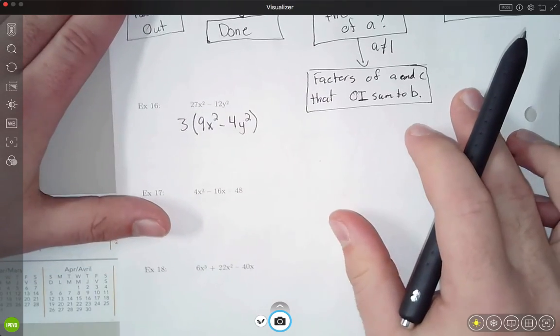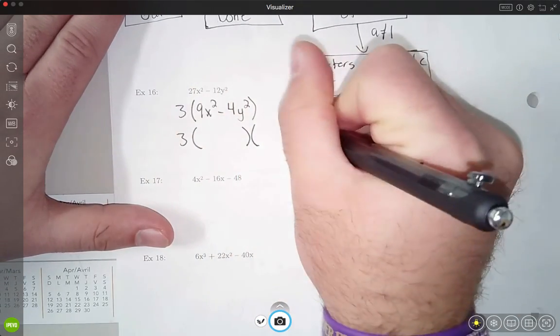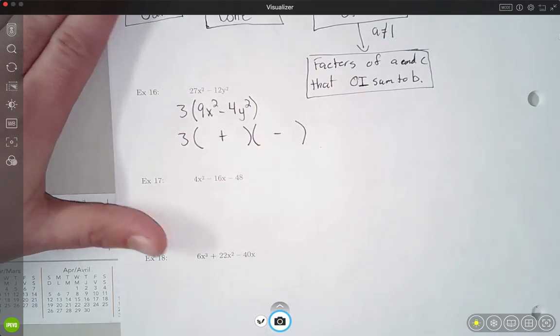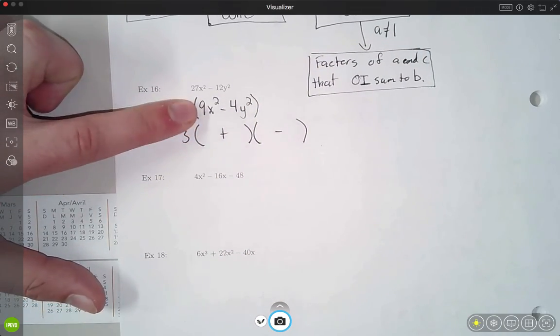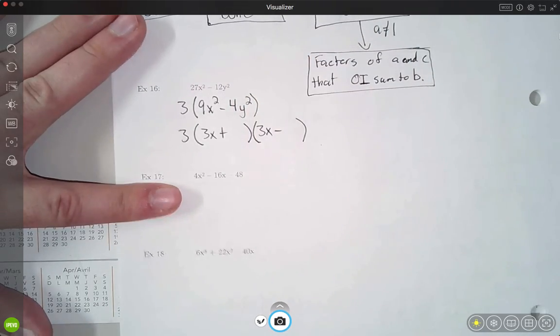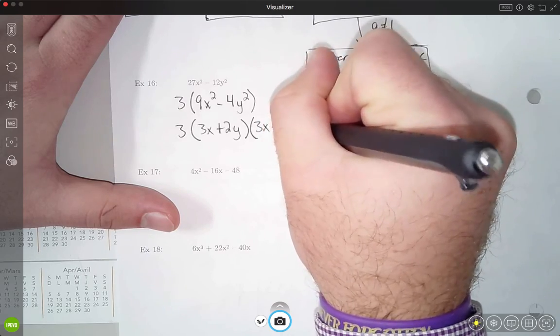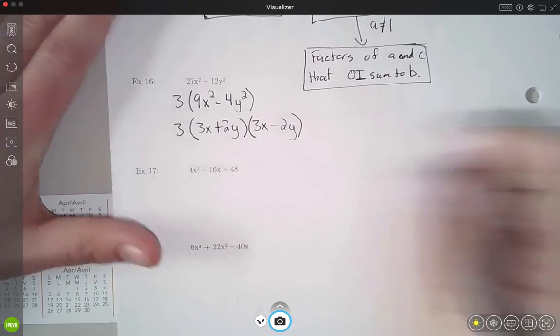So when I do that, my 3 on the front, I'm going to write my two factors, one with a plus, one with a minus, and I'm square rooting each of these. So the square root of 9x squared is 3x. Put that as my first term on each one. The square root of 4y squared is 2y and 2y. So this here is my final answer.